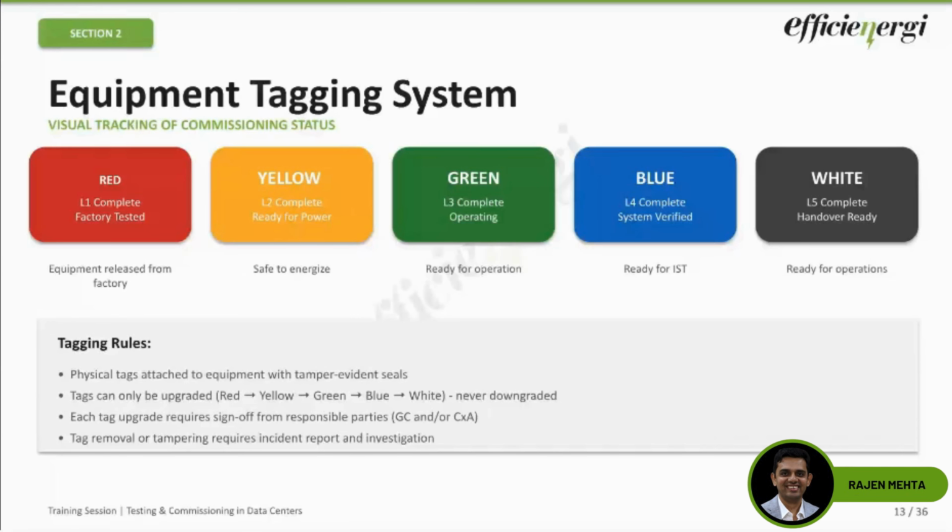They cannot go backward. Like once you have applied an L2 tag and found out that we missed something in L2, you cannot remove the tag and make it an L1 tag. Then you have to log an issue. Next, tamper evidence seals sometimes need to be provided to prevent unauthorized changes. And tag tampering obviously is a very serious incident. Please don't attempt that. So let's look at who is responsible.